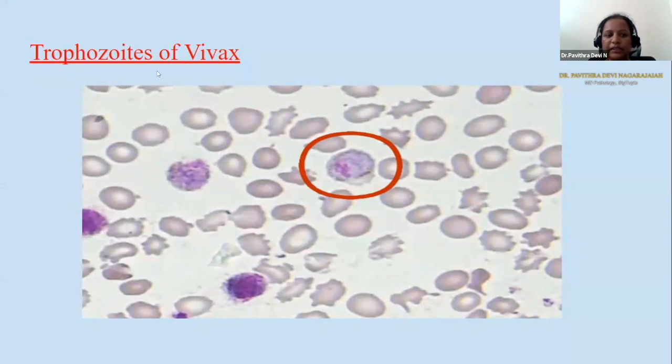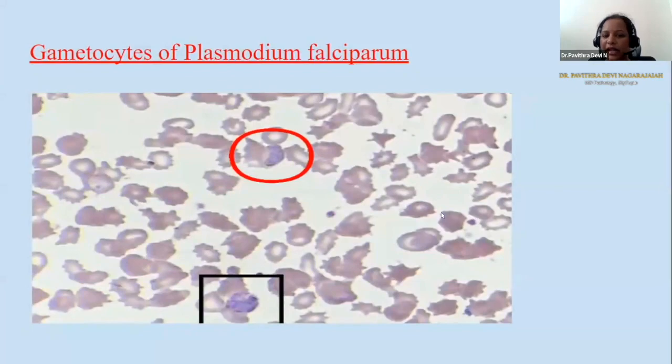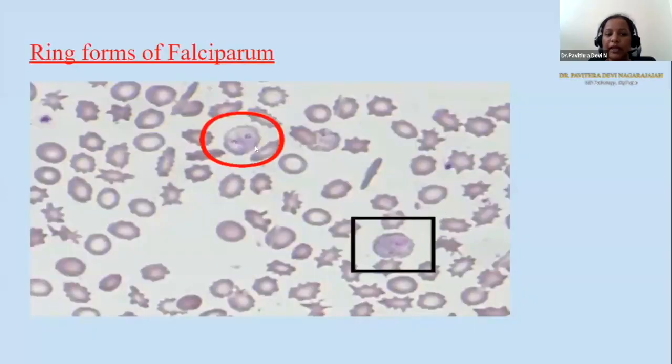So these are some of the parasites which were picked up in this case: the trophozoites of vivax, some gametocytes of falciparum, and these headphone shaped ring forms. And in falciparum, you have multiple ring forms inside a single RBC.